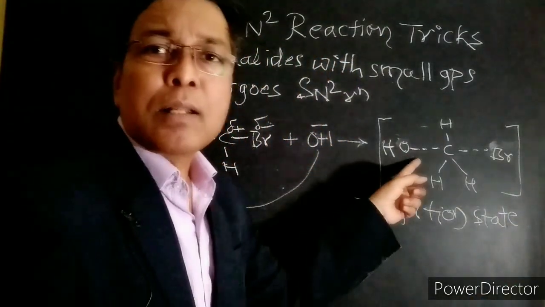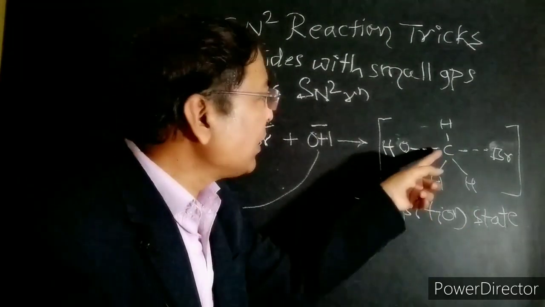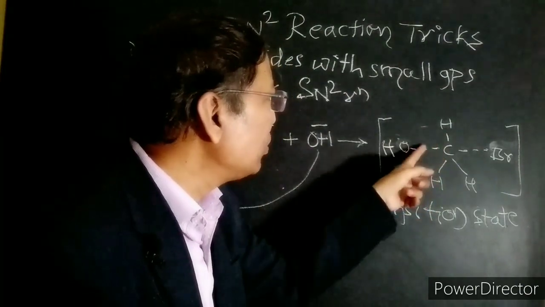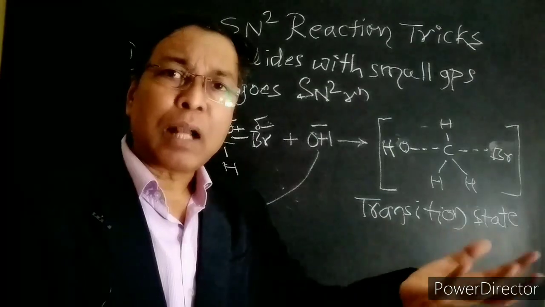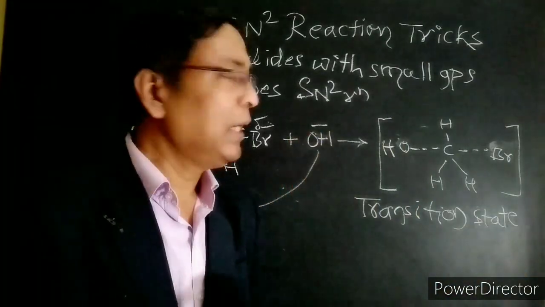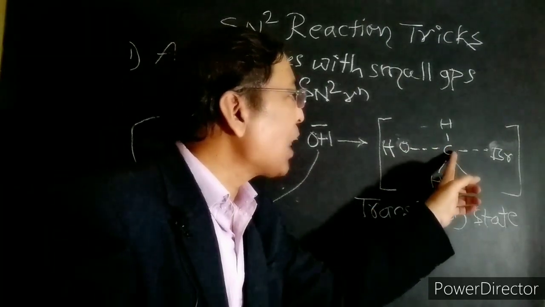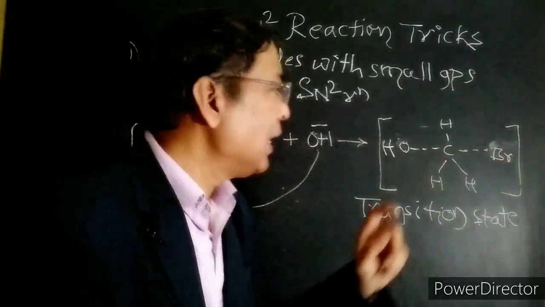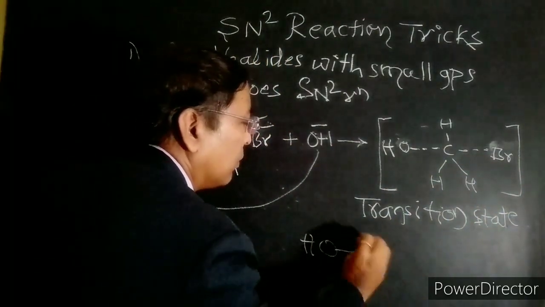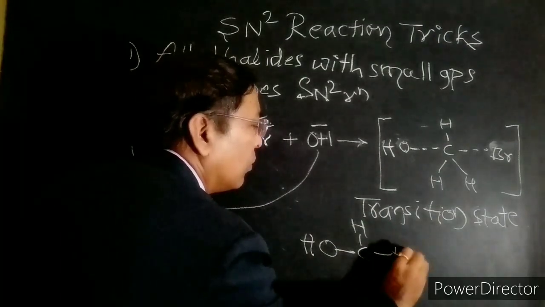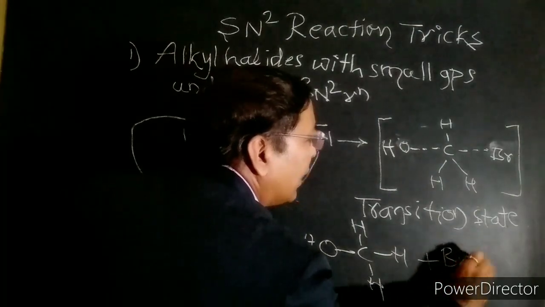If you see this transition state, it is highly unstable. The reason is the carbon atom is bonded to 5 bonds: 1, 2, 3, 4, 5. Carbon cannot be pentavalent. Therefore, carbon tries to come into tetravalency. As a result, it breaks one bond, that is the bond between carbon and halogen atom finally breaks and we get the product like this. We get methyl alcohol and bromide ion.